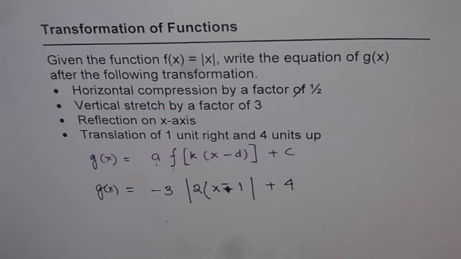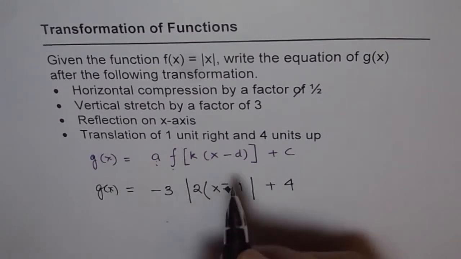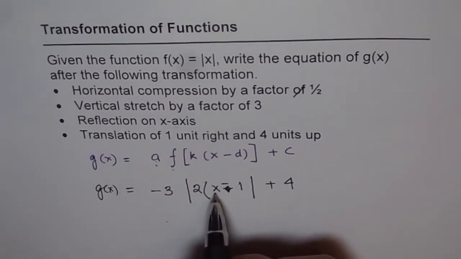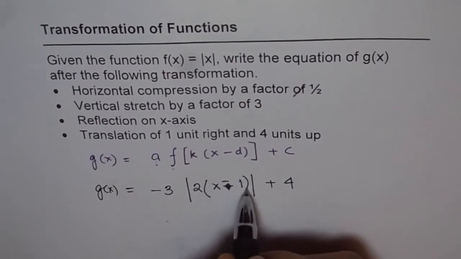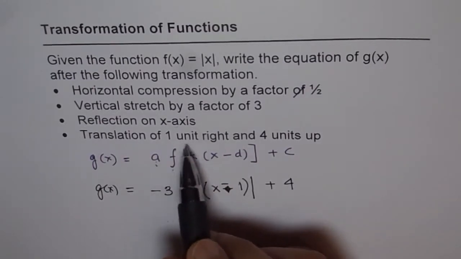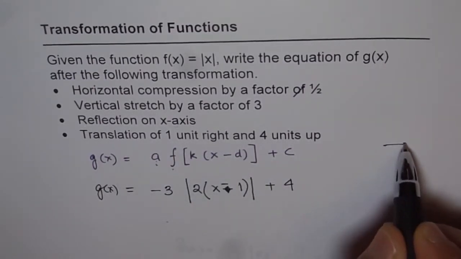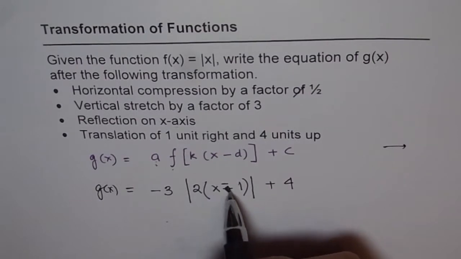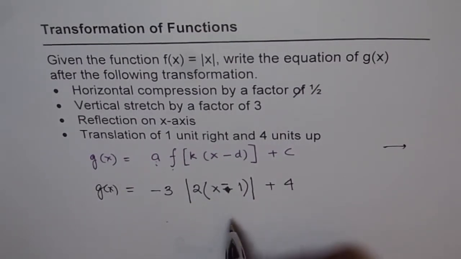So when we say 1 unit right, then if I write plus 1 for x, it becomes 1 minus 1 as 0, right? So that is how you can check how it matters. 1 unit right means moving right. So if I put x as plus 1, this becomes 0. That is what it is. So that is the transformed function.